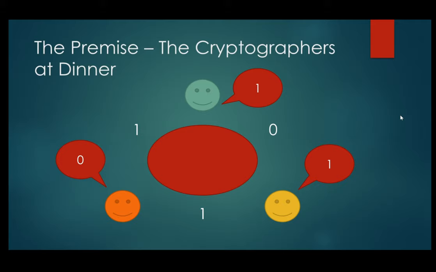But if you are the payer, in this case we'll look at Orange. Orange did pay for the bill. Orange is going to flip the bit. Originally Orange was supposed to declare a 0, but now Orange is declaring a 1. And so the sum is an odd number. If the sum is odd, then it means that one of the individuals at the table was in fact the payer, and that's good.